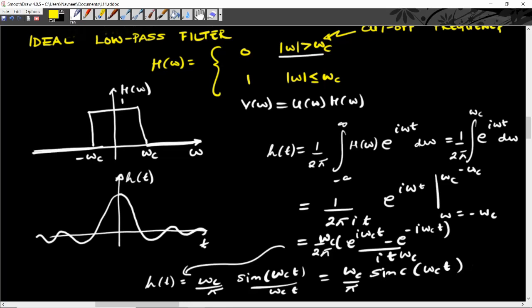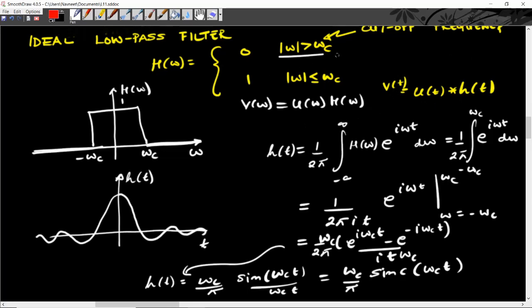function. Therefore, filtering with this ideal low pass filter characterized by a rectangular transfer function can be viewed as convolution of the input signal u of t with an impulse response function that is a sinc function. Because convolution in time domain is equivalent to multiplication in frequency domain.